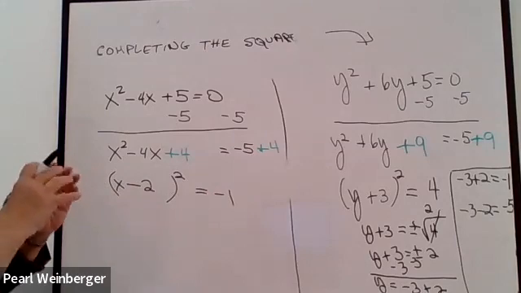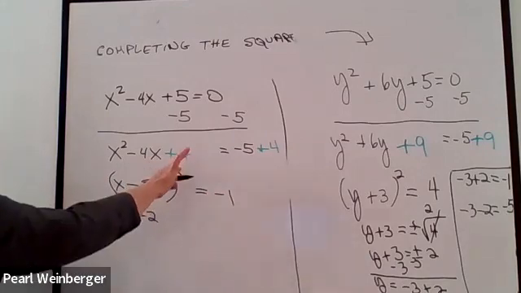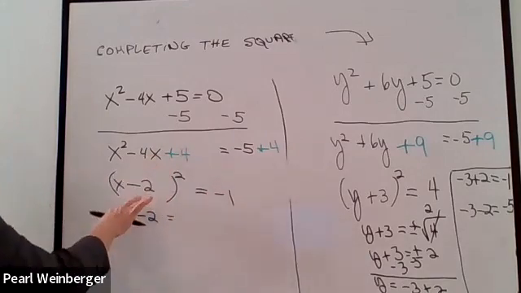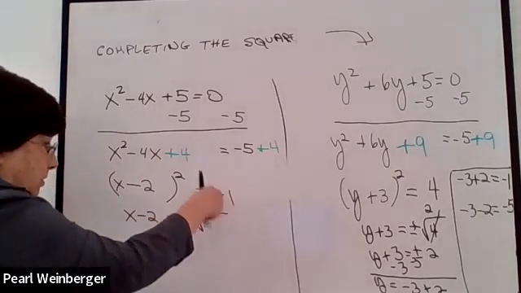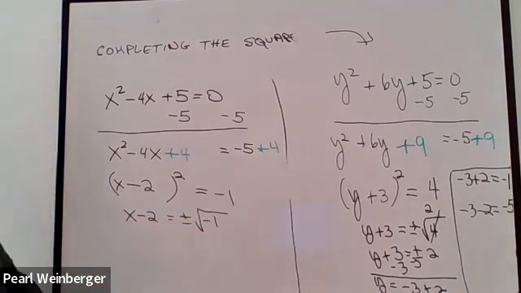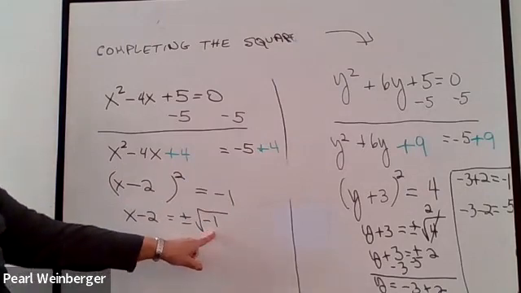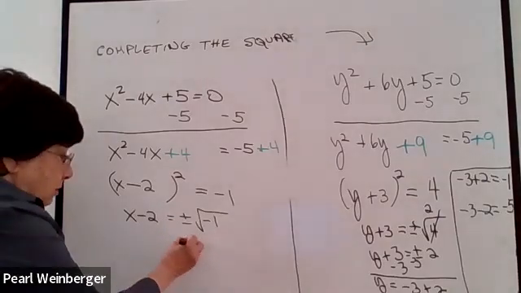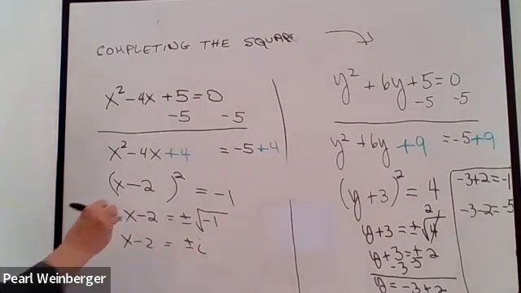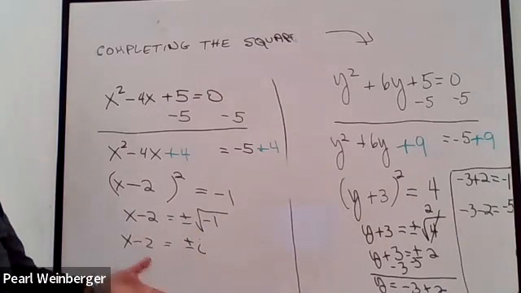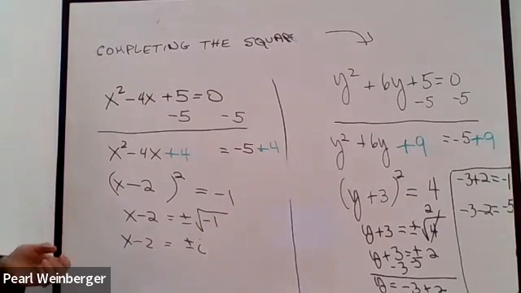And now that we have the binomial squared, we're going to use our square root method. We're going to just take away that square on the binomial, and on the other side we're going to do plus or minus the square root of this number, negative 1. Well, now we know why we couldn't solve this by factoring, because the square root of negative 1 happens to be i. This is plus or minus i. And i is not a rational number. You can only solve things by factoring if your answers are going to be rational.